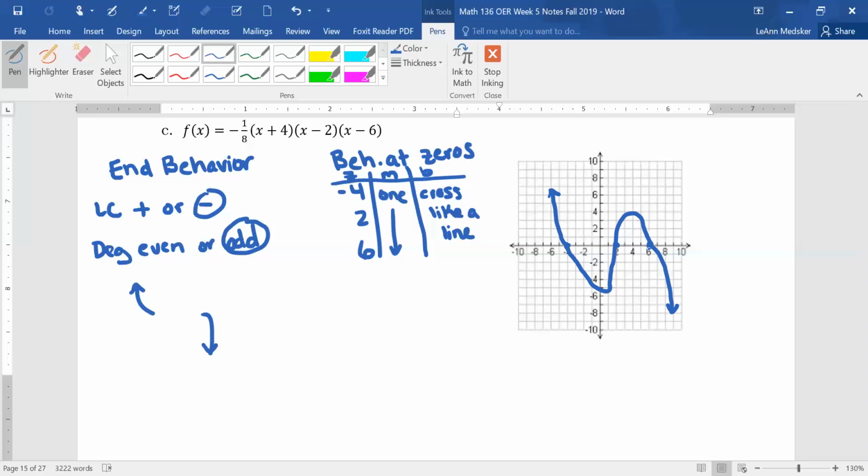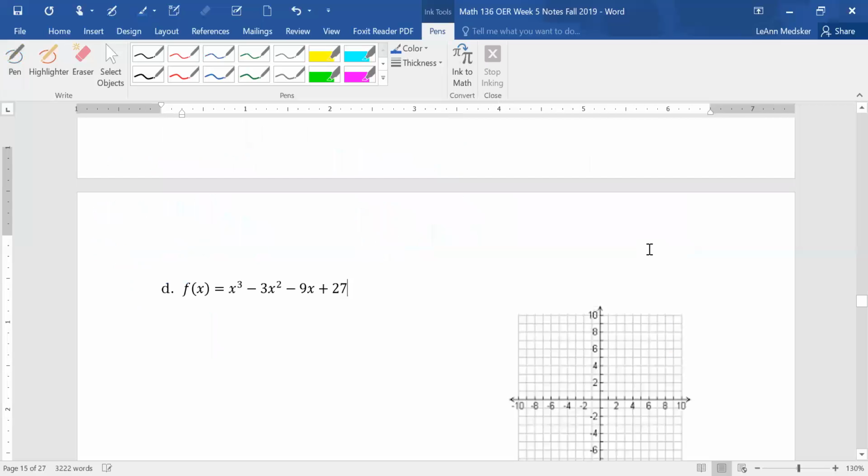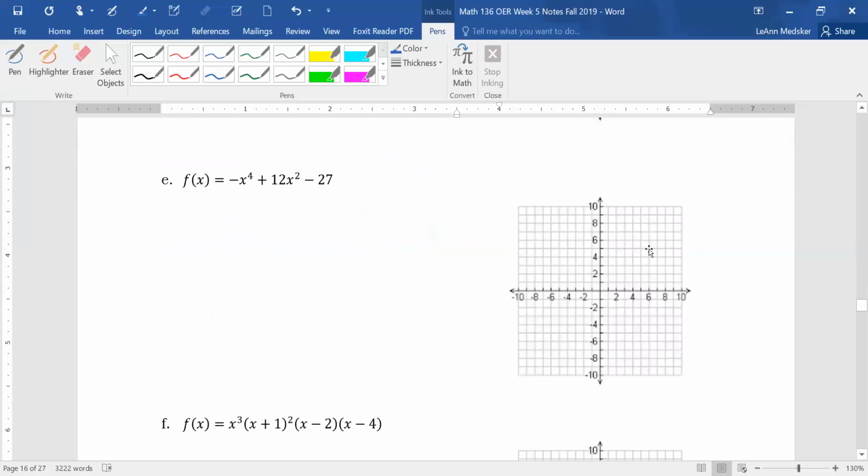And again, like I said, you could find the y-intercept. I didn't graph it specifically because on the exam we give you a graph that doesn't really have the y values labeled. So the other one that we skipped in class was example E. So let's look at that one.